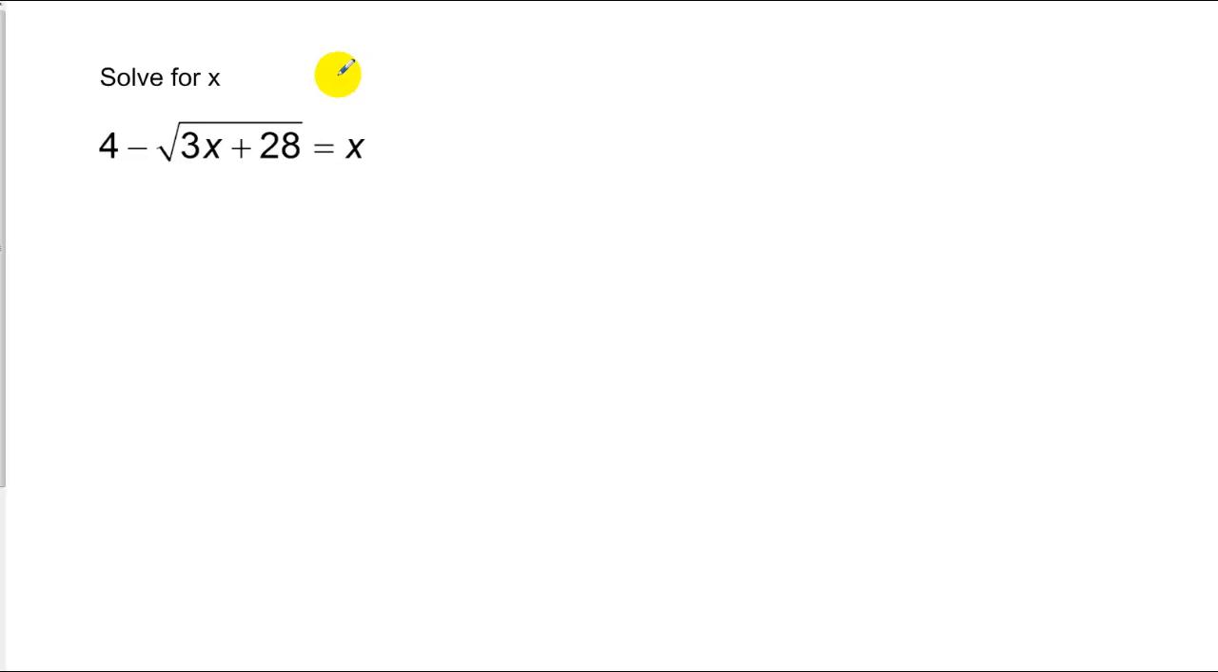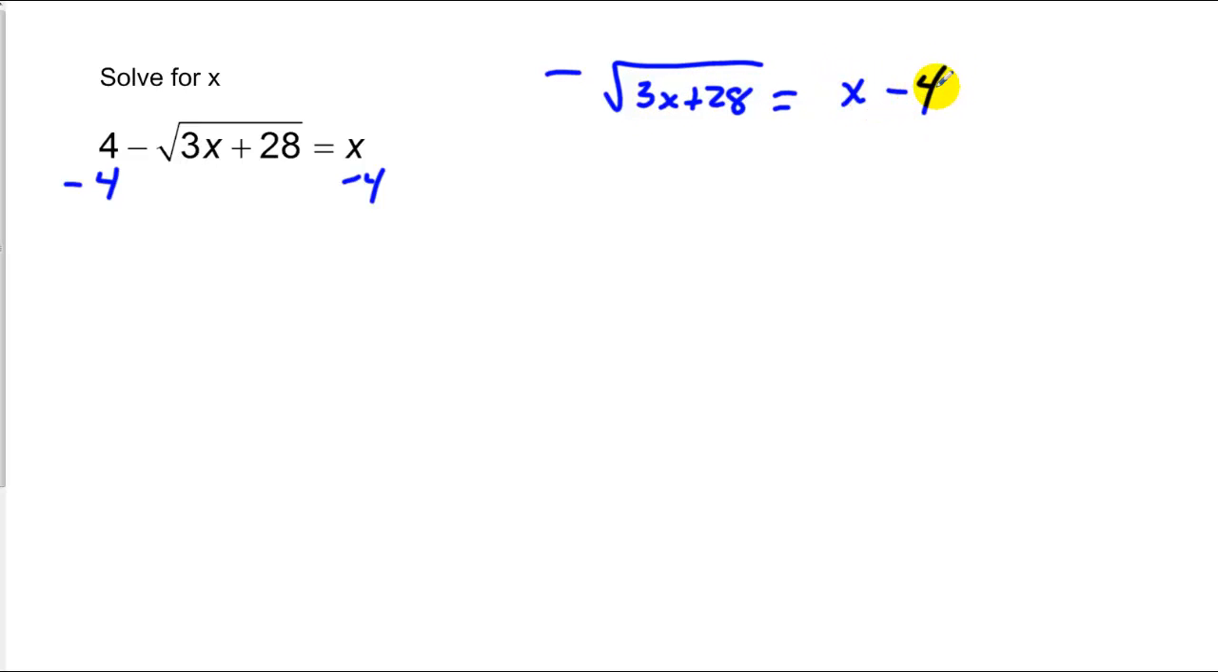You'll notice on this side, again, the root is not isolated. I'm going to go ahead and do that by subtracting 4 from each side. These aren't like terms, so I end up with negative root 3x plus 28 is equal to x minus 4. But again, this root isn't isolated. I'm going to divide by negative 1 on both sides. I end up with 4 minus x is equal to the square root of 3x plus 28.